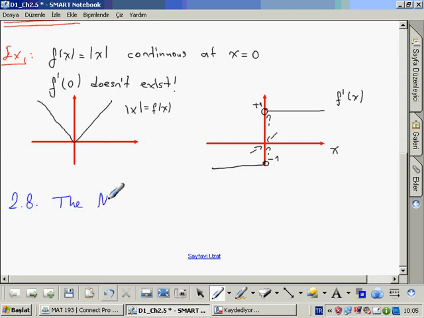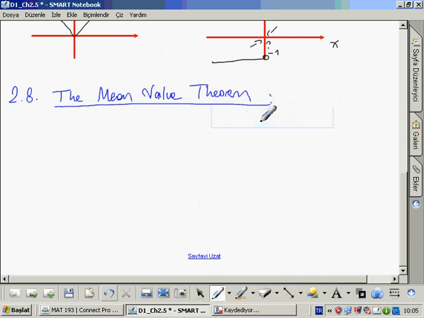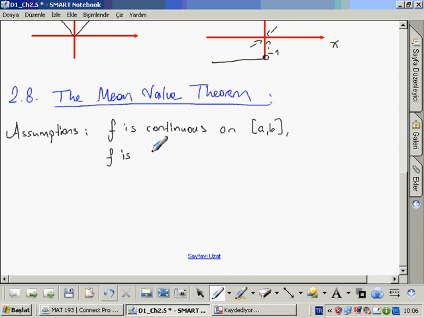The mean value theorem. Assumptions: f is continuous on the closed interval a comma b, and f is differentiable on a comma b.